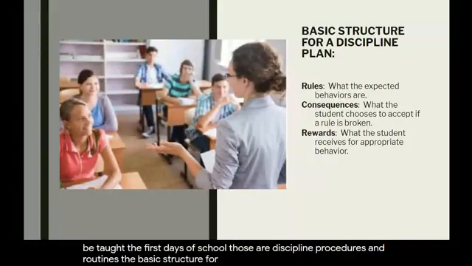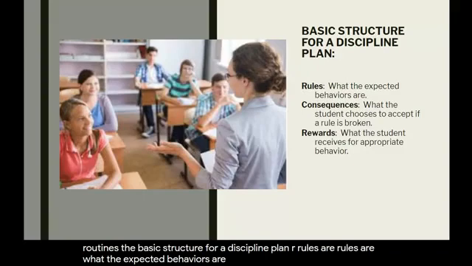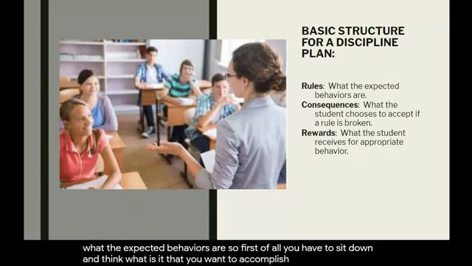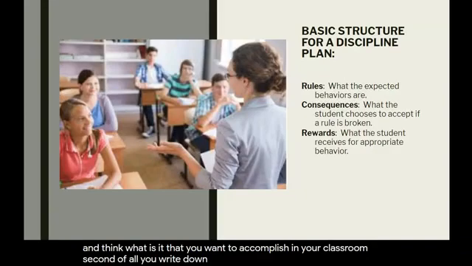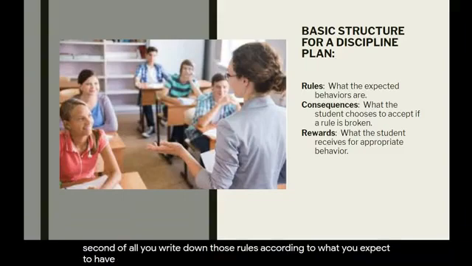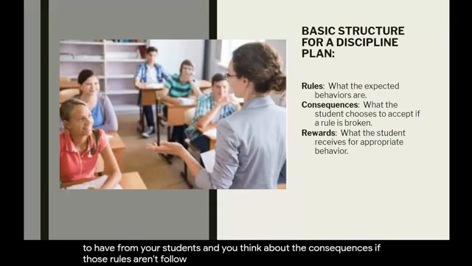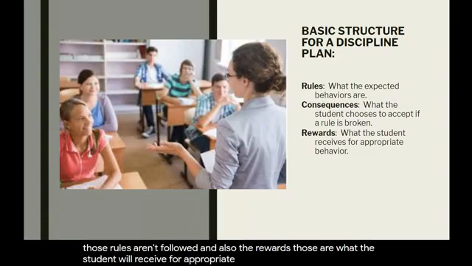The basic structure for a discipline plan are rules, and rules are what the expected behaviors are. So first of all, you have to sit down and think, what is it that you want to accomplish in your classroom? Second of all, you write down those rules according to what you expect to have from your students. And you think about the consequences if those rules aren't followed, and also the rewards. Those are what the student will receive for appropriate behavior.